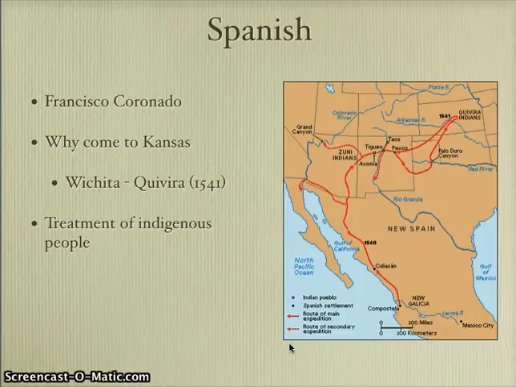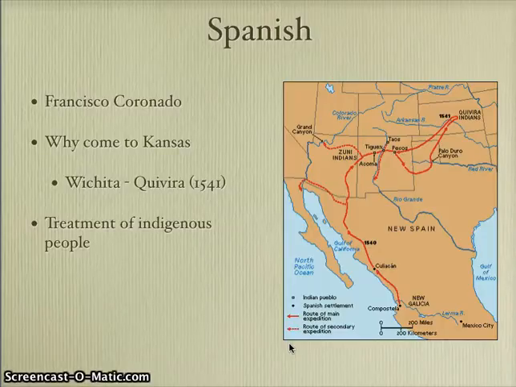That's pretty much it. He gets here, finds out there's no city of gold, and then he goes all the way back. So not really a whole lot of impact, but the Spanish at least mapped out the region, and they're going to claim that western part of Kansas as part of their empire, as lands that they own and claim.